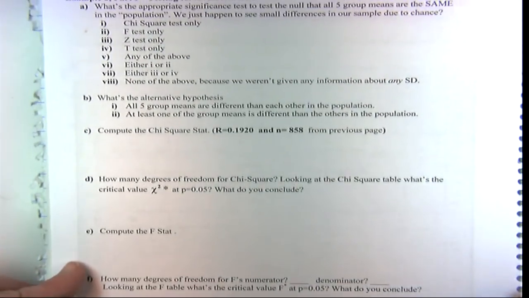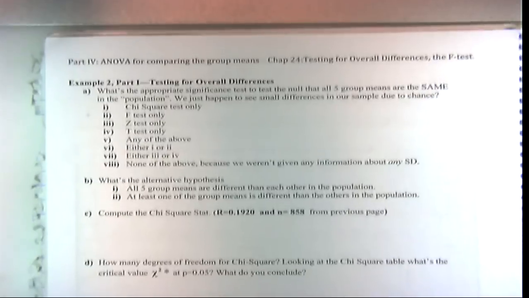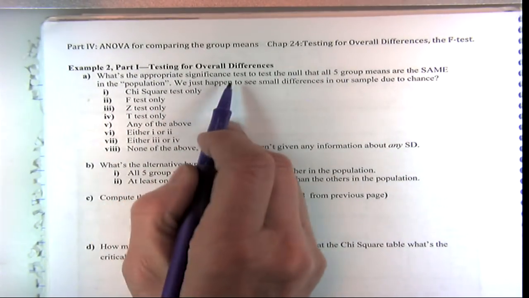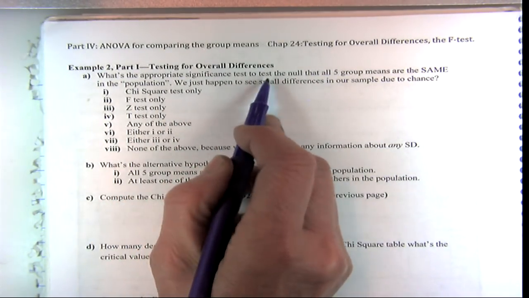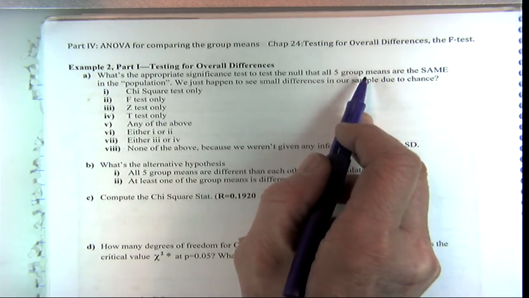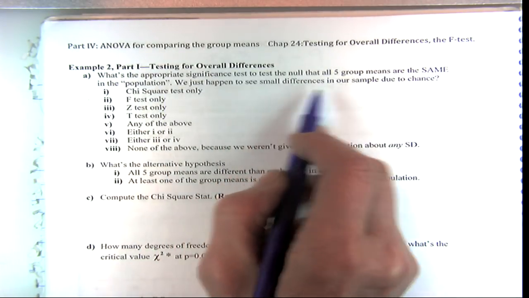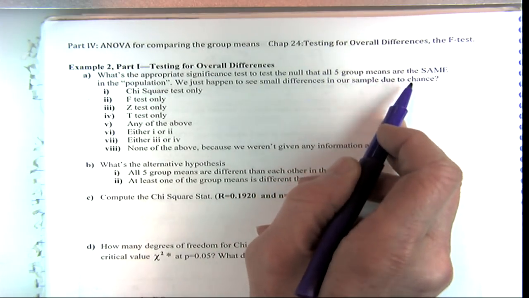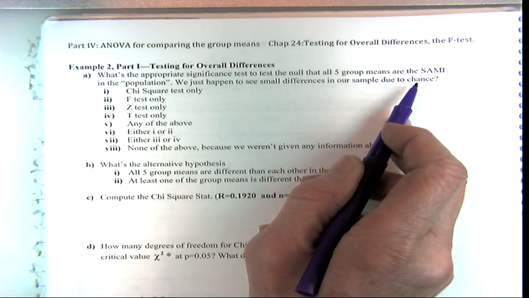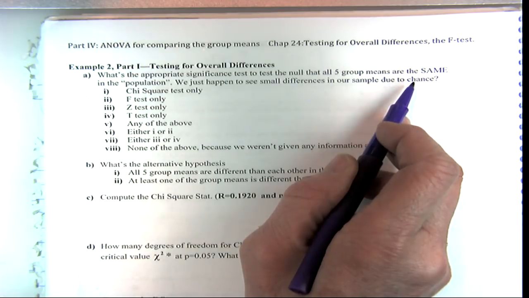Now, why don't we do this one as an iClicker question. What's the appropriate significance test to test the null that all 5 group means are the same in the population? We just happen to see small differences in our samples due to chance. Uh-oh, iClickers only have 5 choices? You can only do 5 choices?